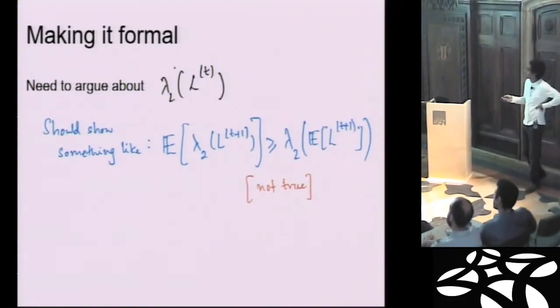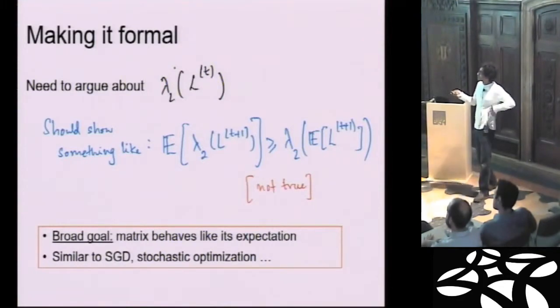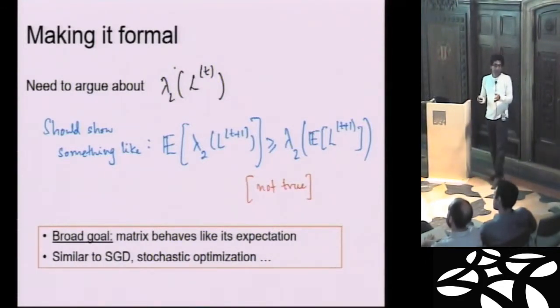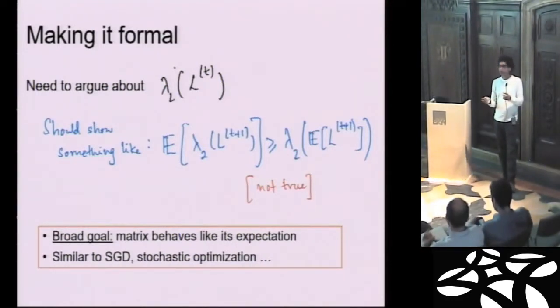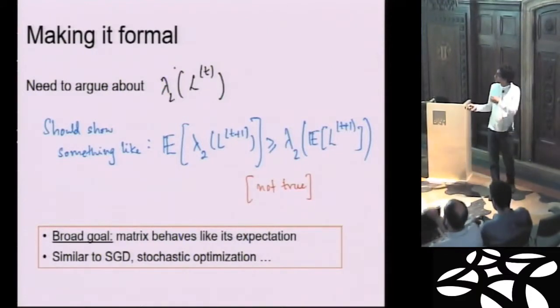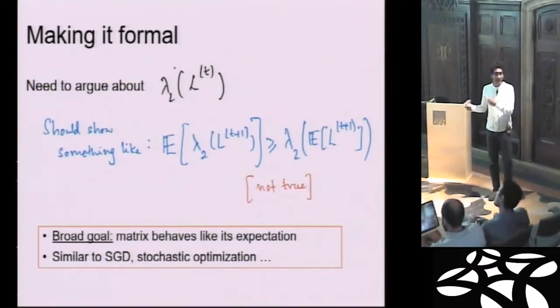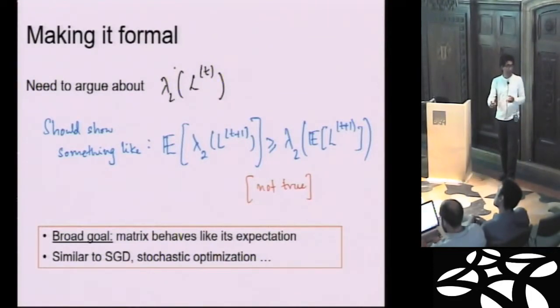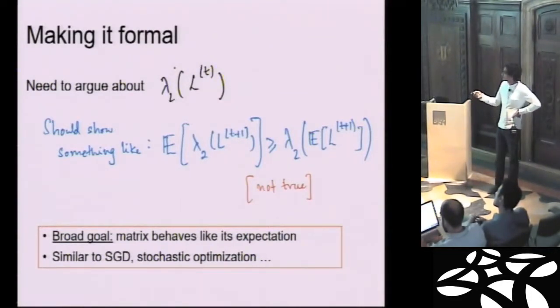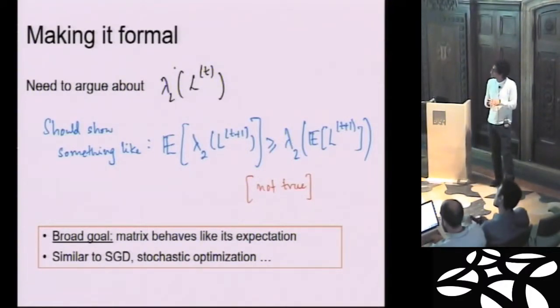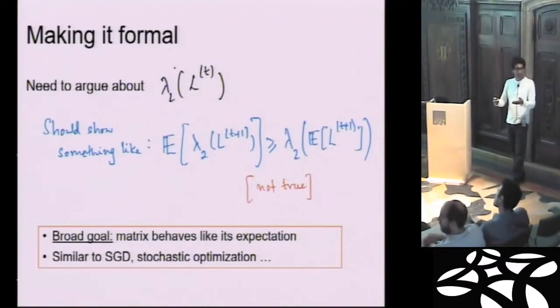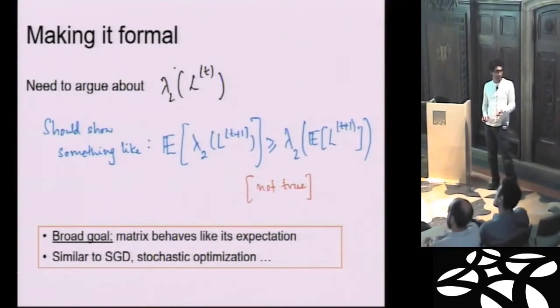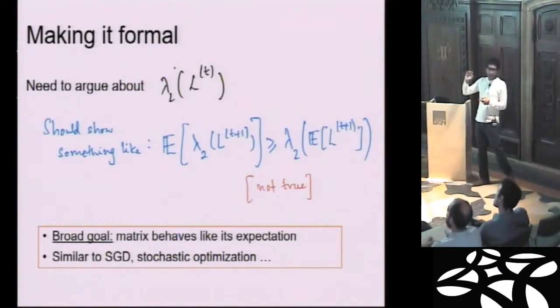But this is actually something that appears in a broader context. What we are saying is you have a matrix that's evolving, and you know that the expected evolution is nice, and you want to show that what you have at the end is close to the expectation, at least spectrally. This sort of thing appears in many contexts, like in the analysis of stochastic gradient descent, where the behavior in expectation is good, and you want to show that you keep making progress towards this goal. And we actually use some ideas from these kinds of analyses.